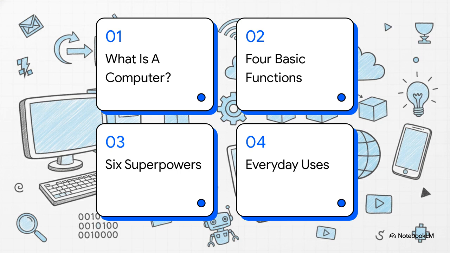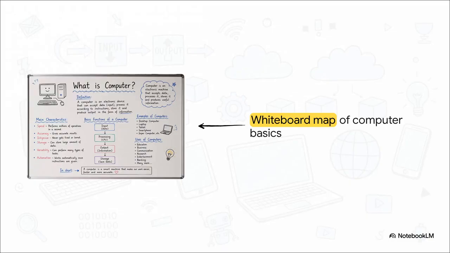Here's our roadmap for today. First, what is a computer? Second, the 4 basic functions. Third, the machine's 6 superpowers. And finally, everyday examples and uses. Our source material today is this wonderfully comprehensive whiteboard map that lays out pretty much everything we need to know. We're going to dissect this information piece by piece, pulling apart the big picture so we can get a really clear, grounded understanding of this tech.